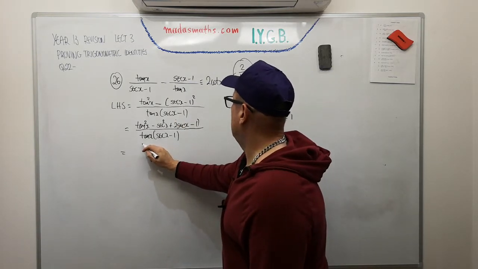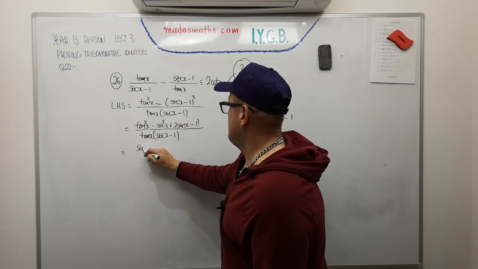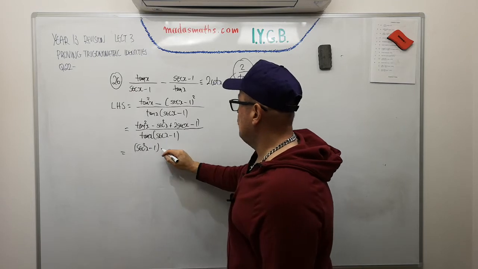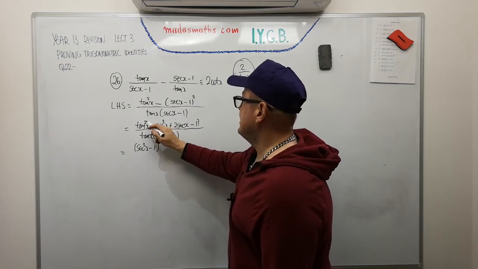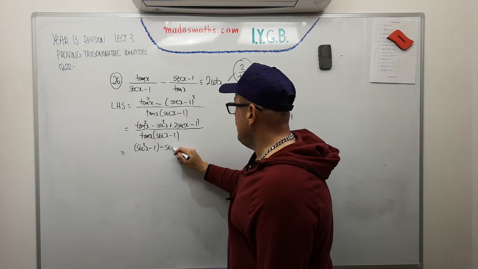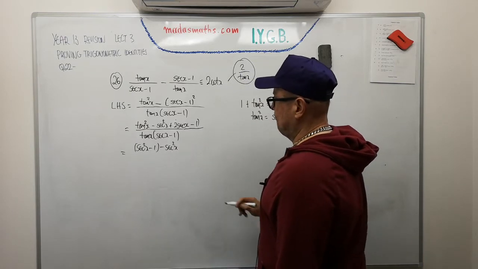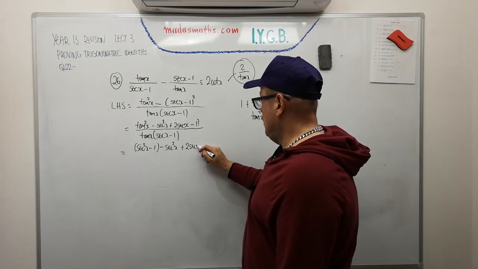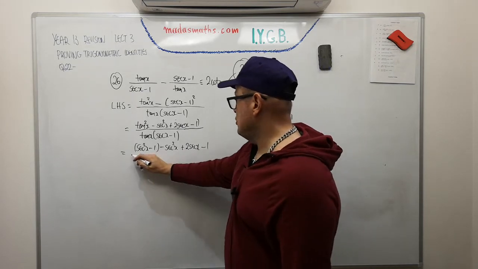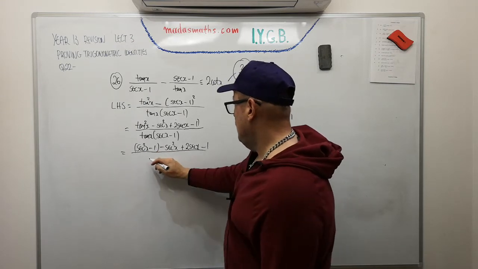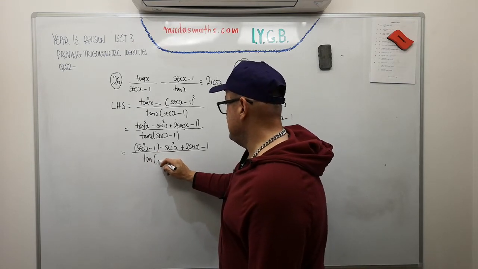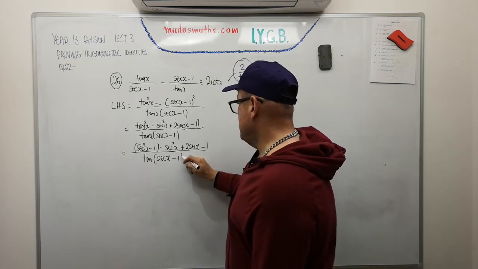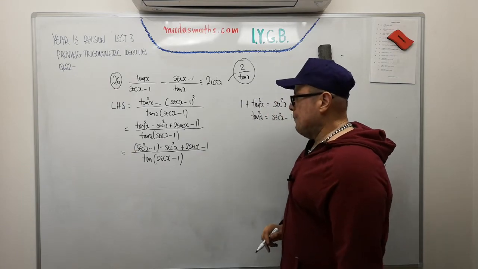Sec squared x minus 1, so that comes from the tan squared of x, I beg your pardon, minus the sec squared of x, that's this bit here, plus 2 lots of the sec of x minus 1, so it's my new numerator. And let's leave the denominator as it is in factorized form, tan of x, sec of x minus 1, and let's do a tidy.